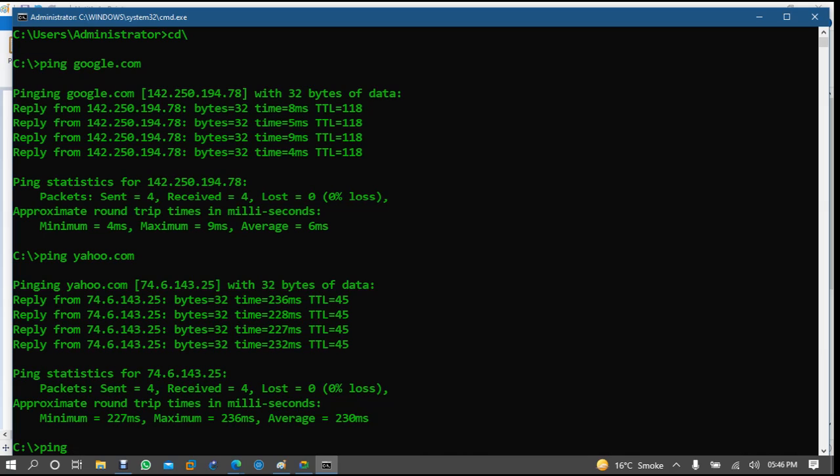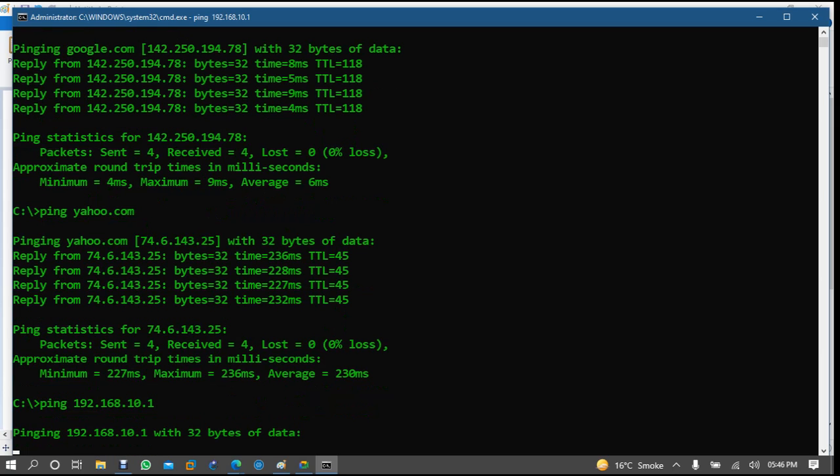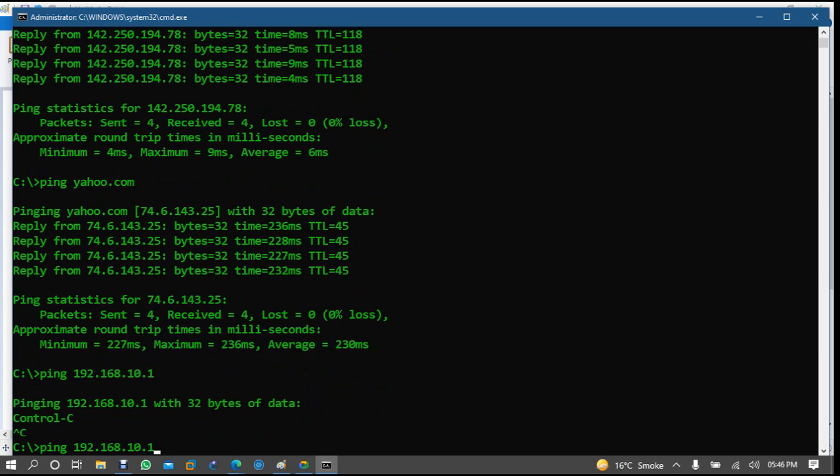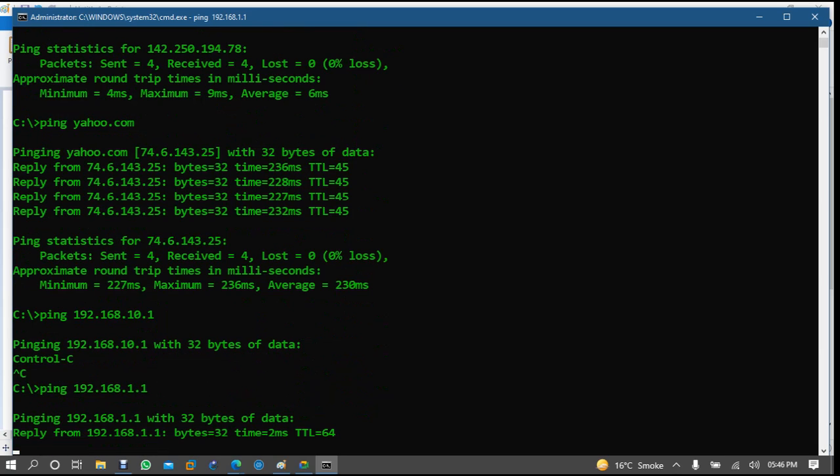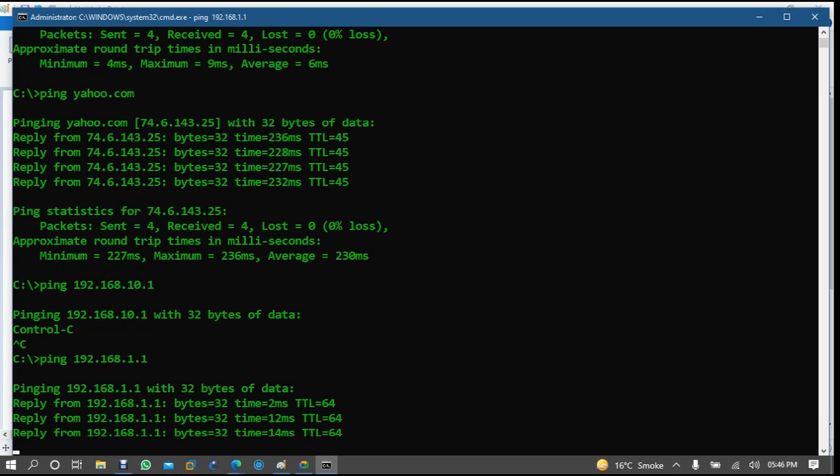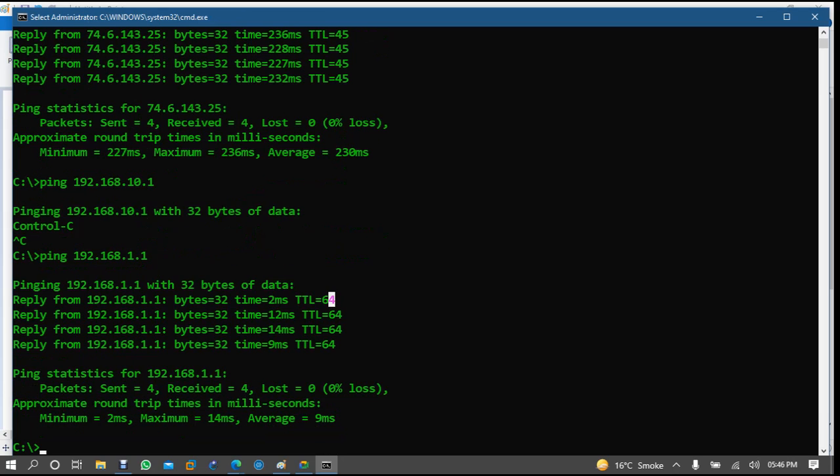And if I'm pinging my own gateway, 192.168.10.1, is it 10.1 or 1.1? I think it is 1.1. Normally your system generates 64 as the default.